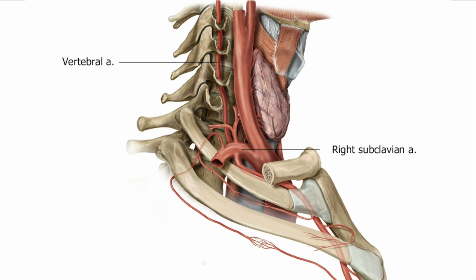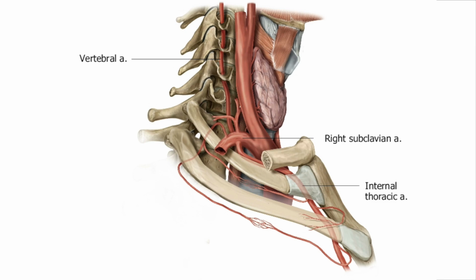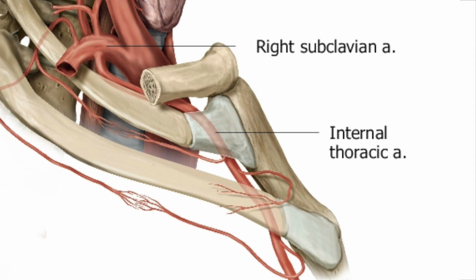Branching off the right and left subclavian arteries is the vertebral artery. This artery is a rather deep vessel and will contribute to the blood supply of the brain after coursing through the transverse foramina of the cervical vertebrae. Another branch of the subclavian artery can be seen descending down the posterior side of the rib cage. This artery is called the internal thoracic artery and will provide blood supply to the anterior chest wall.